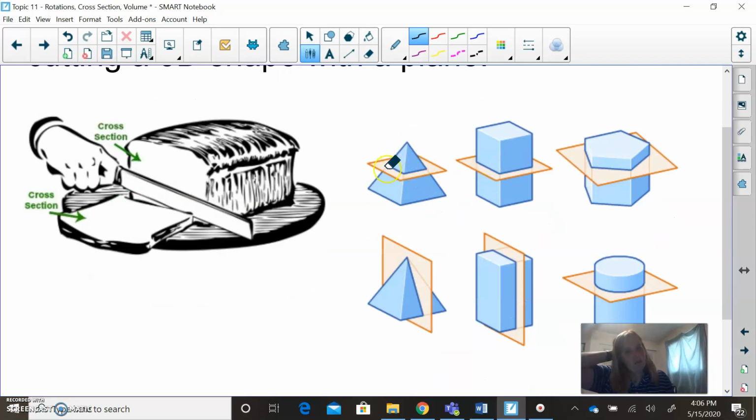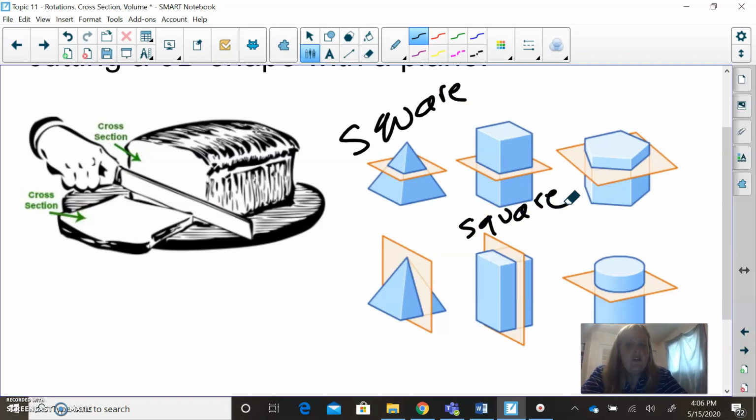Okay, so for the prism, for the pyramid, that creates a square. For the prism, that creates a square. For this one, this cross section is going to end up being a square. That one's going to be a square. This one, it's going to be a pentagon. Right, because you're just cutting it straight up, and the shape that's going to be is a pentagon.